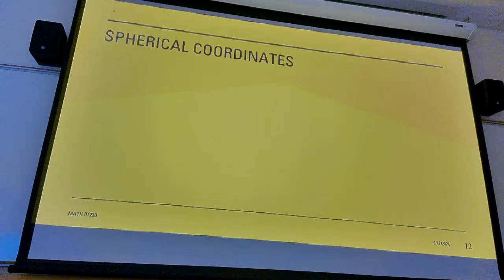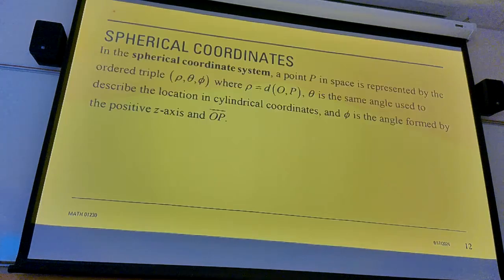In the spherical coordinate system, a point in space is once again represented by an ordered triple, but this time the ordered triple is rho, theta, phi. Rho is the distance from the origin to the point. It is once again your radial coordinate. But now we have two angular coordinates.